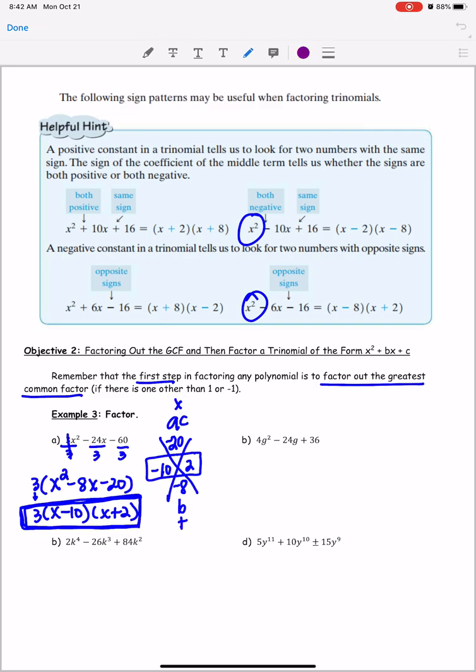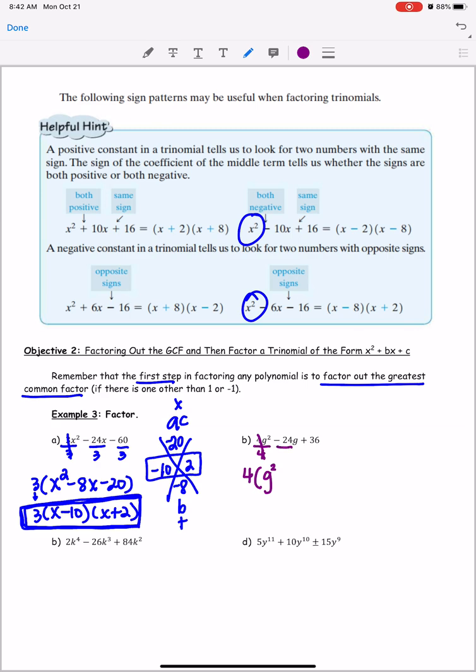Okay, on B, look for a GCF first. Do I have a GCF? Can I divide anything into 4, 24, and 36? That's going to be 4, right? It's always going to be that first number. Okay, spoiler alert. So we have 4 on the outside. Now divide everything by 4. So 4g squared divided by 4. My 4's cancel. I'm left with g squared.